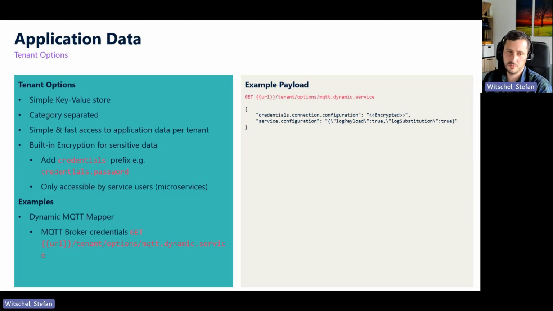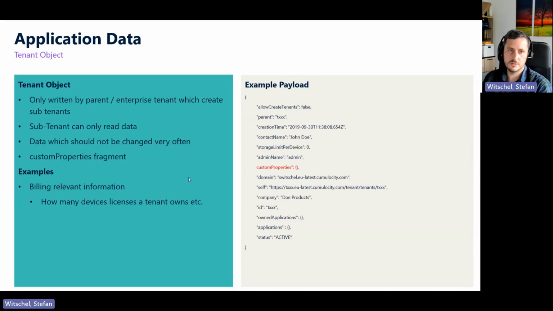This is very useful if you want to store credentials to third-party services. Then a managed object might not be such a good idea, but the tenant options is a very nice place to put credentials. Here's also another example for the MQTT mapper I have developed. I stored the credentials to the MQTT broker, which are encrypted here. And I also stored some service configuration, like the logging of the payload, and whether I want to enable the logging of the substitution of the mappings, which I can then easily configure in the tenant, if I want to enable it or not, which is the key value store in the end.